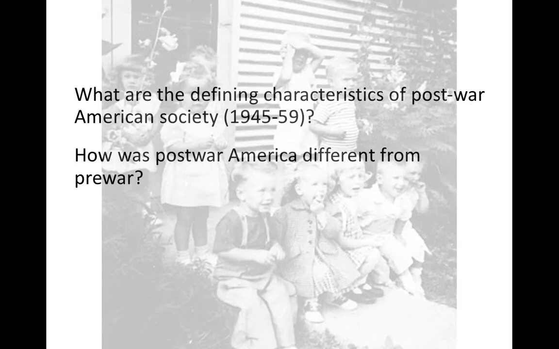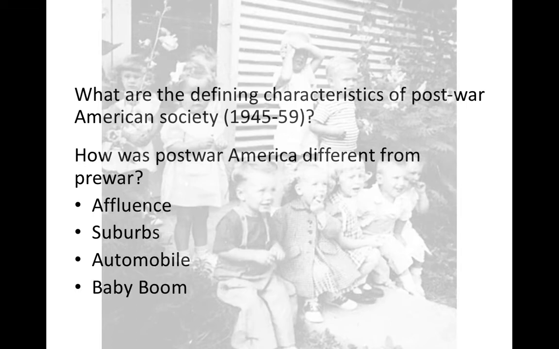What were the key ways that society was different? I have four. The first one is affluence. We were much wealthier. The second one is the growth of suburbs. Third would be the importance of the automobile. And the fourth would be the population changes of the baby boom. See that in the picture behind you.